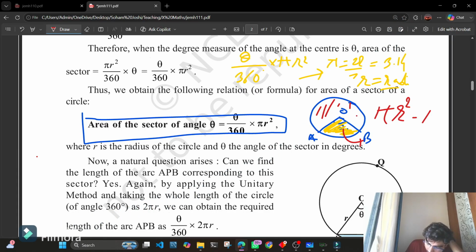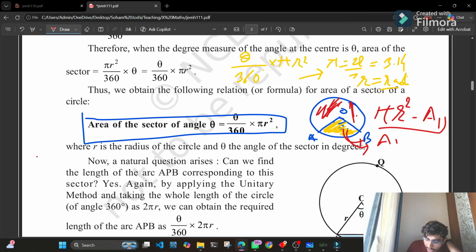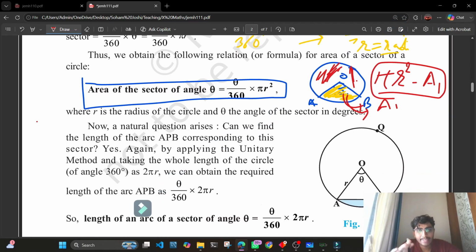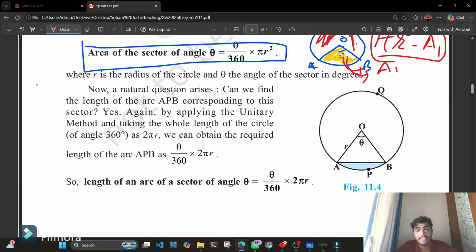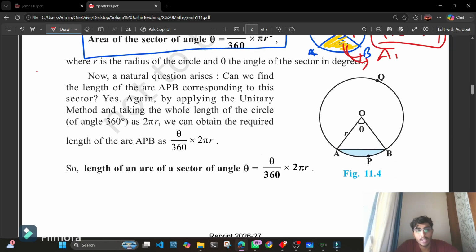Let's say this area was A1. So to get the area of the major sector, I can just subtract it from the total area of the circle, that is pi r square. Okay. I hope that is clear. So this was the first point that we needed to understand.